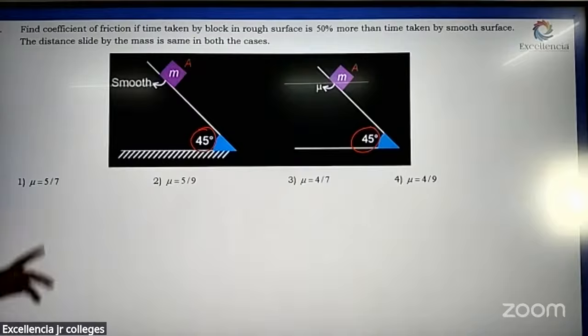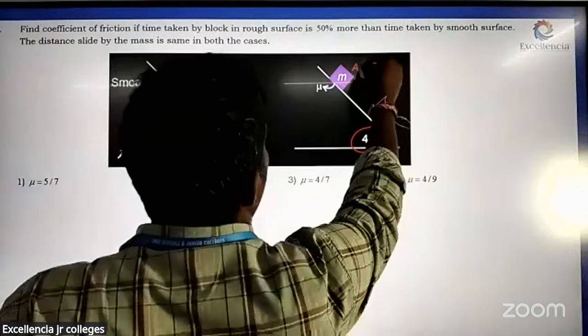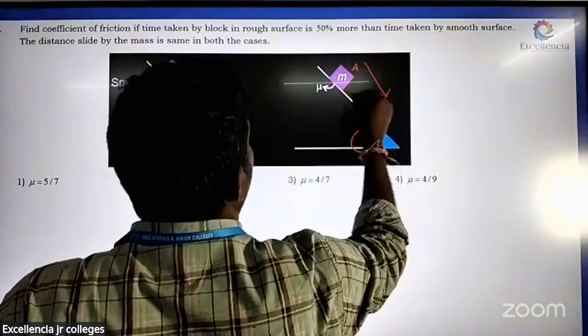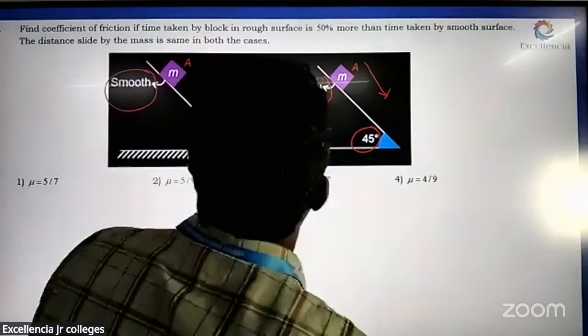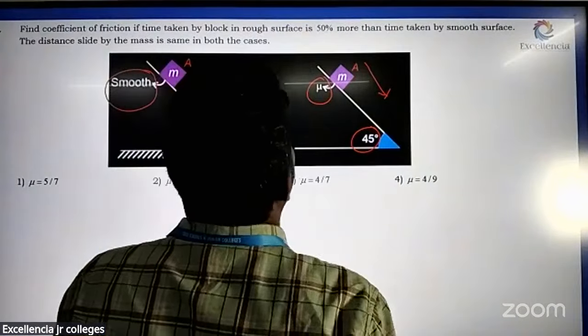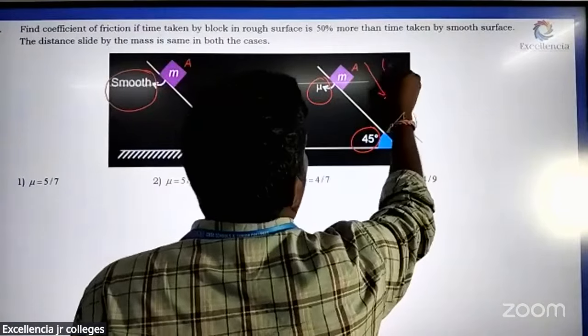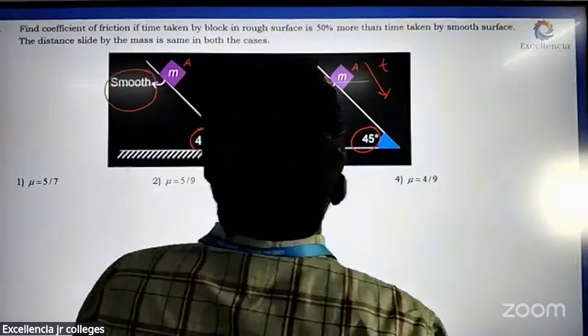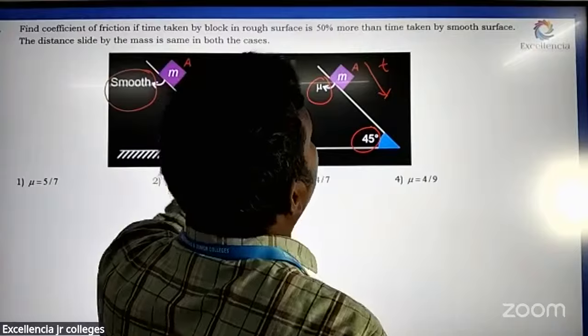Now come to the point. Find the coefficient of friction if the time taken by the block on the rough plane is 50% more than the time taken on the smooth plane. They have given that there are two inclined planes, one smooth and one rough.